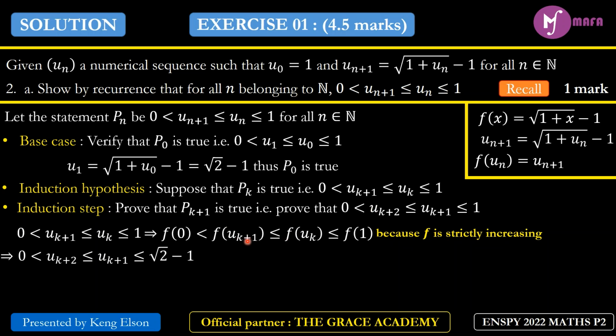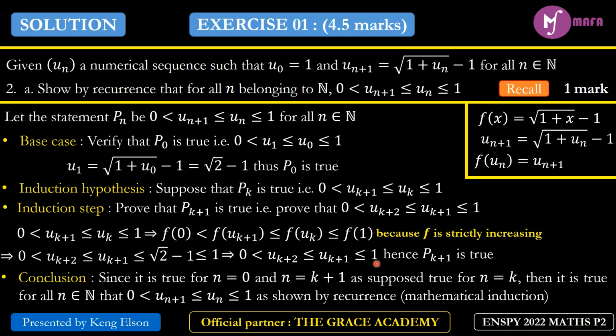Now our f of uk plus 1 is uk plus 2. Our f of uk is uk plus 1, and our f of 1 is simply the square root of 1 plus 1 minus 1, which is the square root of 2 minus 1. But already we saw that the square root of 2 minus 1 is less than or equal to 1. It therefore means that we have proven that 0 is less than or equal to uk plus 2 less than or equal to uk plus 1 less than or equal to 1. Hence the statement p k plus 1 is true.